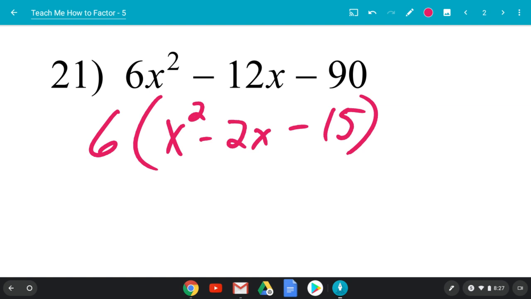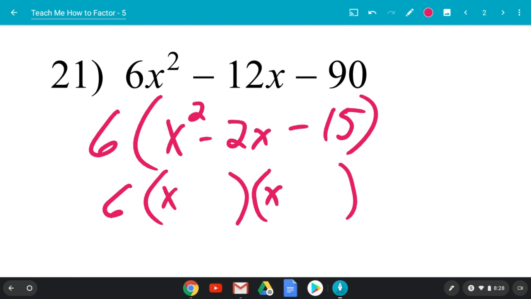Now, just focusing on the inside. Is there a leading coefficient? No. So, splitting signs. Put an x in each. Signs are opposites. So I can go ahead and put them in, a plus and a minus. Now what?